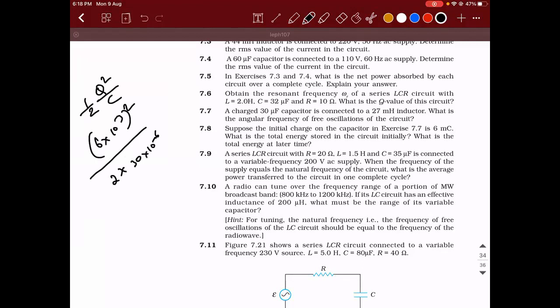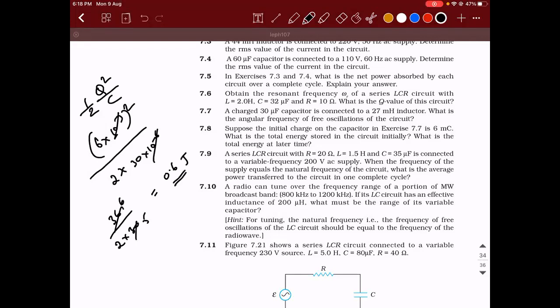Very good. 30 into 10 power minus 6. So 10 power minus 6 and 10 power minus 6 cancel. So you will have 36 divided by 2 into 30. This will go 6 times, that will go 5 times. So 0.6 joule will be the total energy.